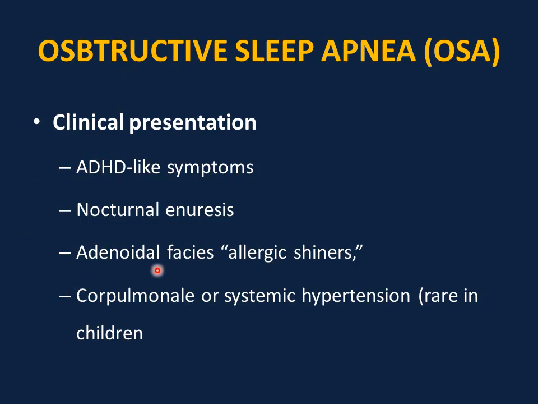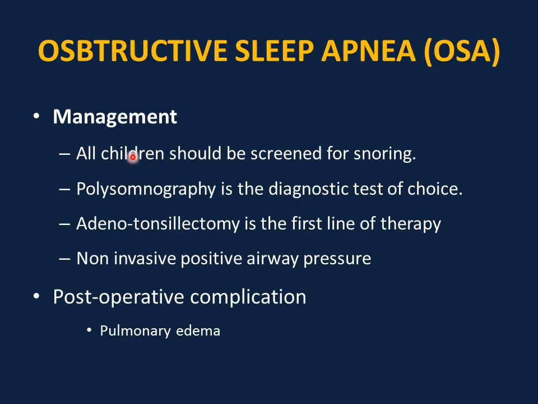Adenoid face, also obstructive sleep apnea can be associated with allergic rhinitis. Pulmonary and systemic hypertension is rare in children. Management of obstructive sleep apnea. All children should be screened for snoring in routine exam, or if they are presenting with symptoms related to obstructive sleep apnea. For example, ADHD, nocturnal enuresis, very important not to miss that.